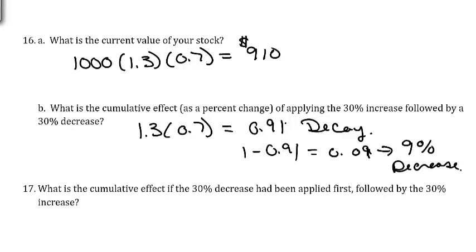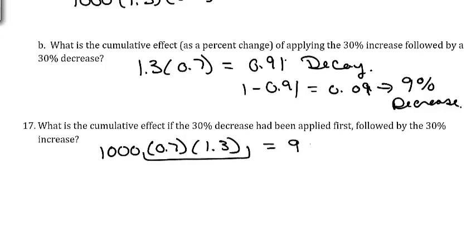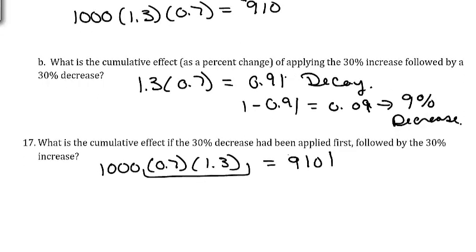What is the cumulative effect if a 30% decrease had been applied first, followed by a 30% increase? Well, to do that calculation, it would be 1,000, and then a 30% decrease would be a decay factor of 0.7, and then times, if it increases by 30%, that would be a growth factor of 1.3. And again, it doesn't matter what order you do this multiplication in, and so you're still going to get the $910 that we got before, because it doesn't matter what order you do your multiplication in.